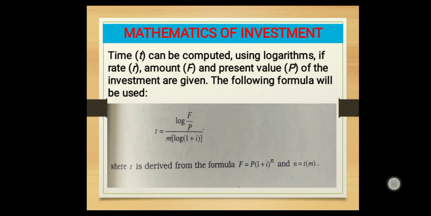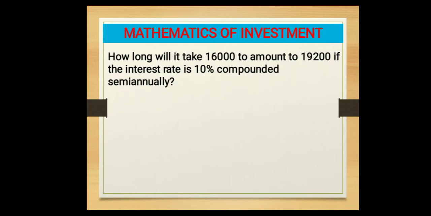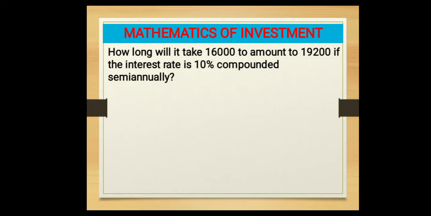Okay, so let's have the following example. How long will it take 16,000 to amount to 19,200 if the interest rate is 10% compounded semi-annually? Again, how long will it take 16,000 to amount to 19,200 if the interest rate is 10% compounded semi-annually?